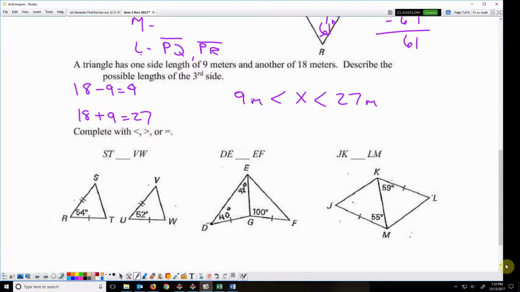And last on this page is using the hinge theorem. There's a pair of congruent sides and another pair of congruent sides. So that angle between them is the hinge angle. This 54-degree hinge angle is bigger than the 52-degree hinge angle, which means the side across from the 54, ST, is greater than the side across from the 52, VW. So ST is the greater side.